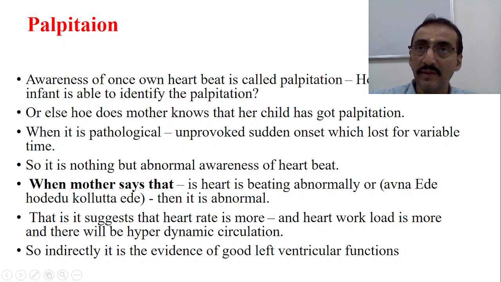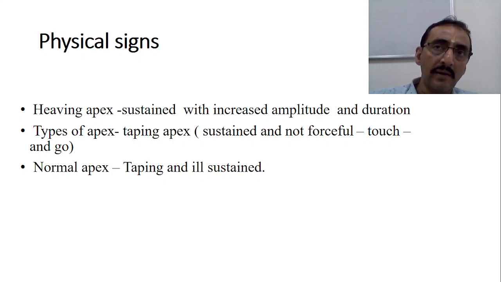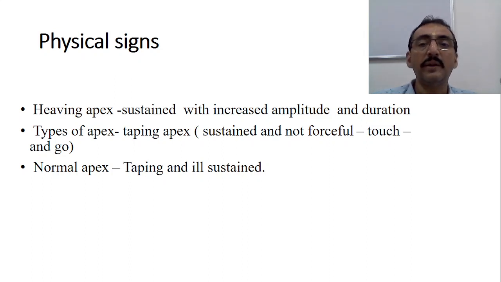Okay, so that's one of the important symptoms, that is palpitation. If you look into some of the physical signs, one of the most common physical signs in case of congenital cardiac problem is the heaving apex, sustained, with increased amplitude and duration. That means a very active, overactive precordial area. There is heaving of the apex, and the apex beat is clearly visible. And it is hyperdynamic. That suggests that the left ventricle is working more, or even to some extent the right ventricle is working more.